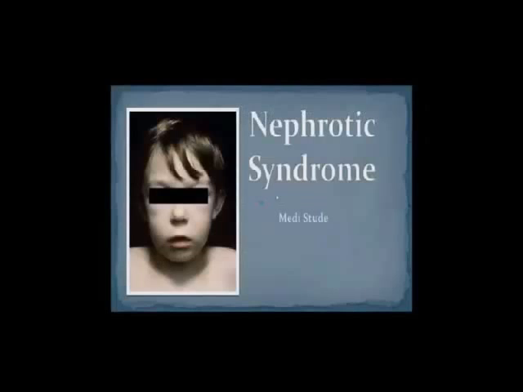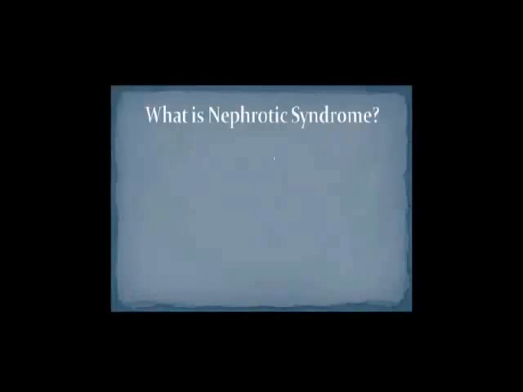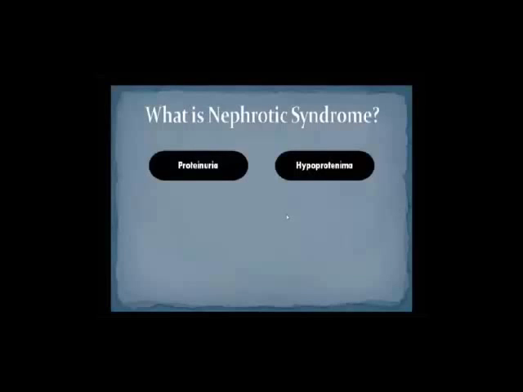So, what is nephrotic syndrome? It is a clinical syndrome characterized by proteinuria, which means the presence of protein in urine in about more than 3 grams per day for a child with nephrotic syndrome; hypoproteinemia or hypoalbuminemia, which means decreased level of albumin in serum blood. Usually serum albumin is less than 3 grams per deciliter.